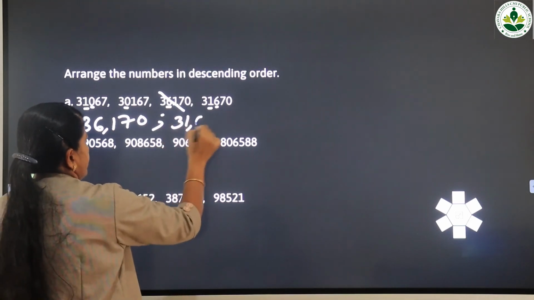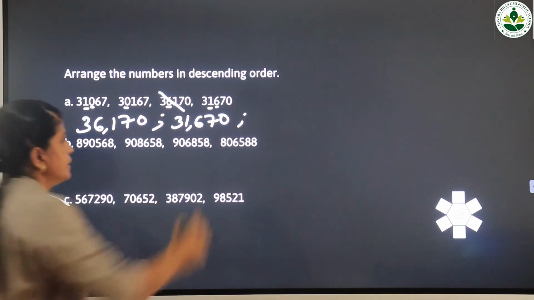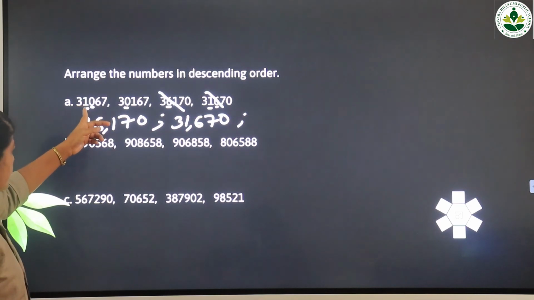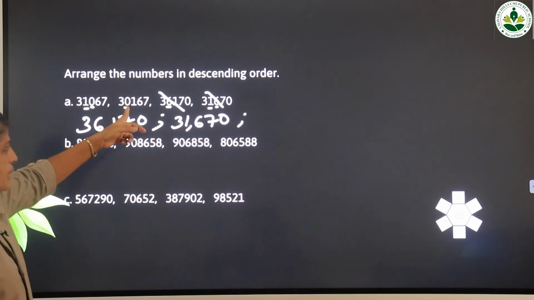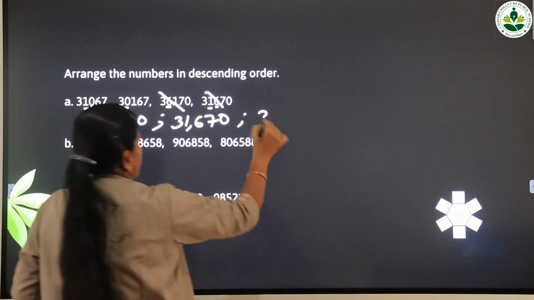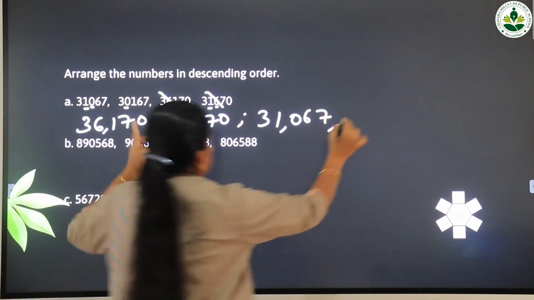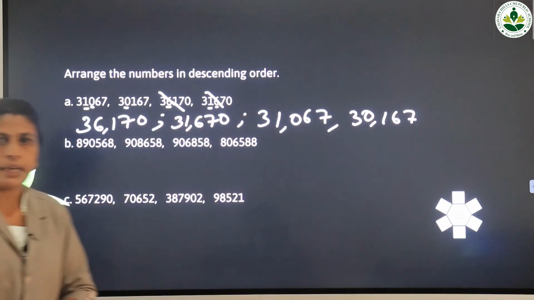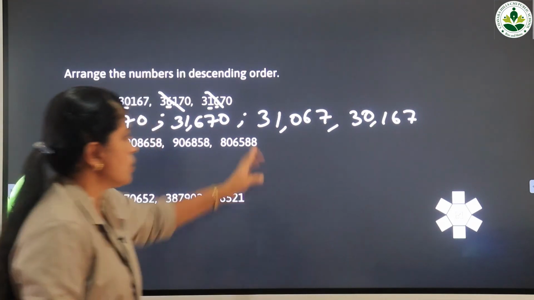That is 31,670 will be the next bigger number. Then, 2 more numbers are remaining. One is in the second place from the left side. This number 0 is the second digit from the left side. Therefore, this will be the bigger number, 31,067. And at last, 30,167 will be the smallest number. Okay. Therefore, descending order means starting from the bigger number to smaller number.